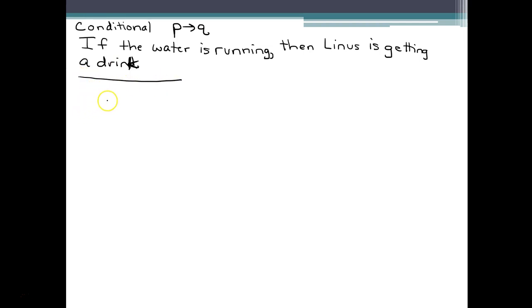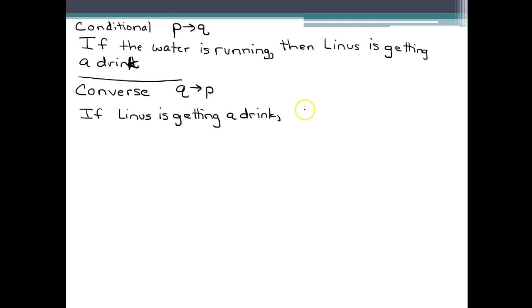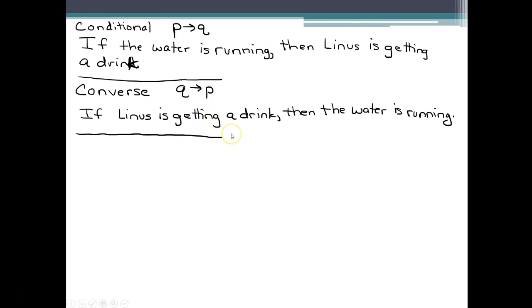Okay. So starting with the converse. Remember, that just switches the order of the antecedent and consequent. So we're going to have if Q, then P. So if Linus is getting a drink, then the water is running. Okay, these two are not logically equivalent. And if you think about it a little bit, you'll see it doesn't make sense. The two don't mean the same thing.